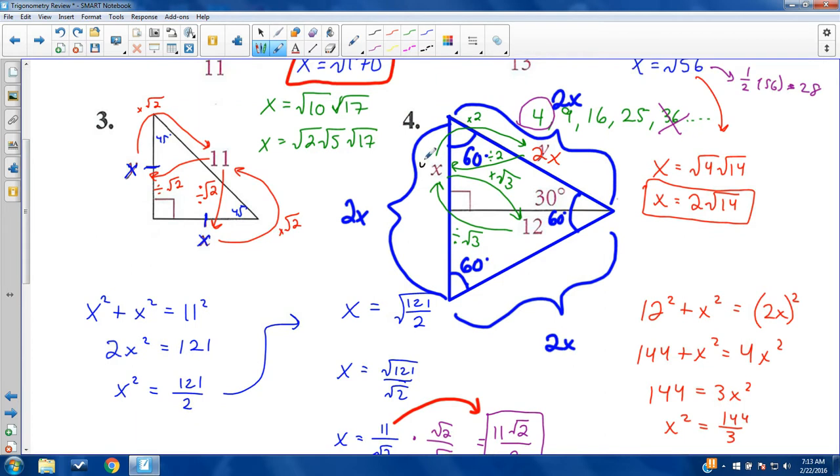This is 4 root 3. So as I double this number, as I multiply it by 2 to get what y is equal to, this length right here, I multiply 2 by 4 only, not by root 3, and I'll get 8 root 3. And that's your final length right there. So x is 4 root 3, y is 8 root 3, and there's your final.